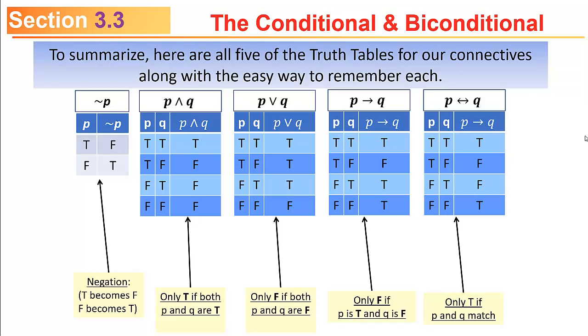For the and, the memory aid is it's only true if they're both true. For the or, the memory aid is it's only false if they're both false. For the implication or the if-then, it's only false if P is true and Q is false. To me, that's the hardest one to remember. And finally, the biconditional, it's only true if P and Q match. However you want to rephrase those memory aids, there are 5 of them, and you need to be able to say them to yourself so that you can produce those tables if you need to.